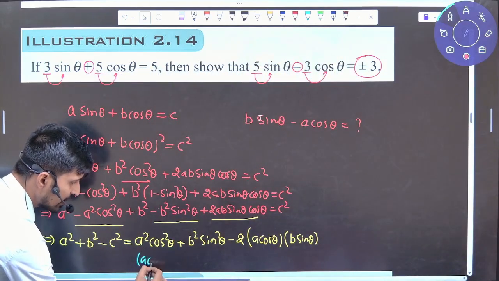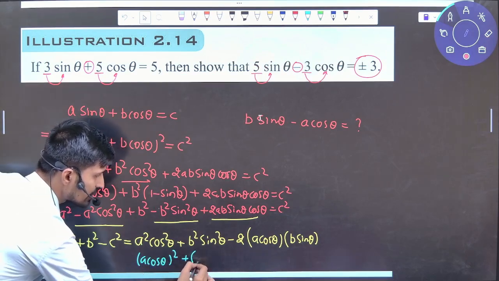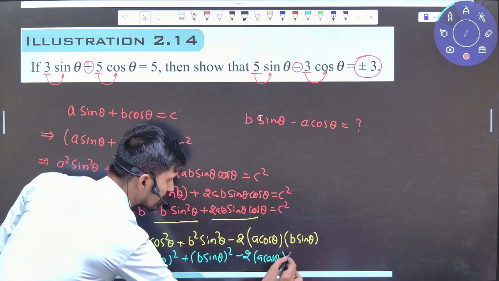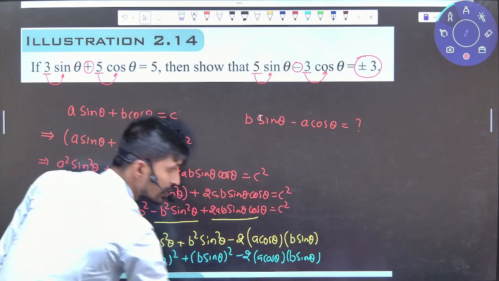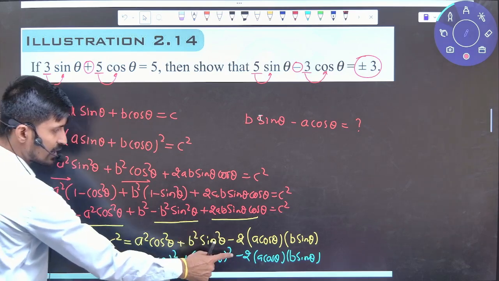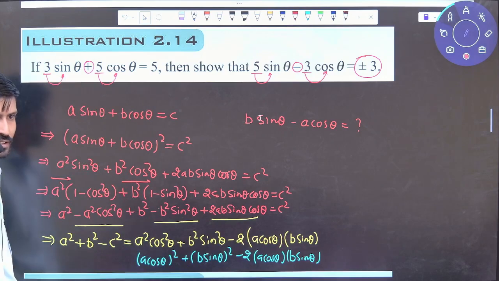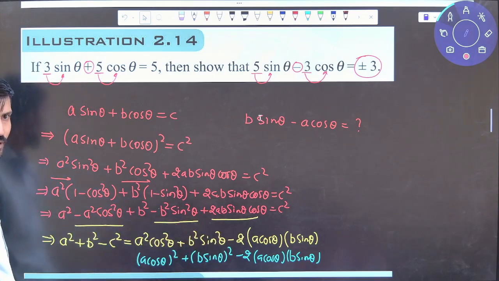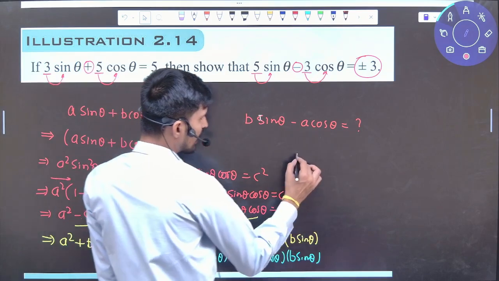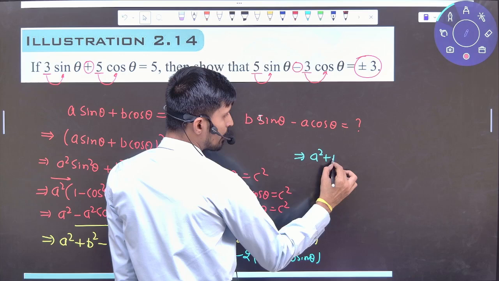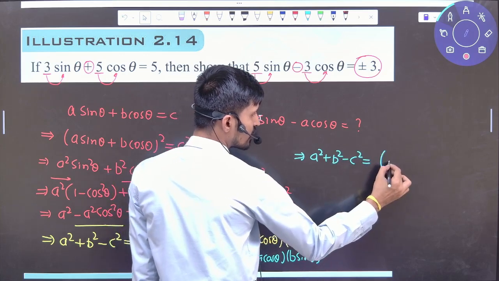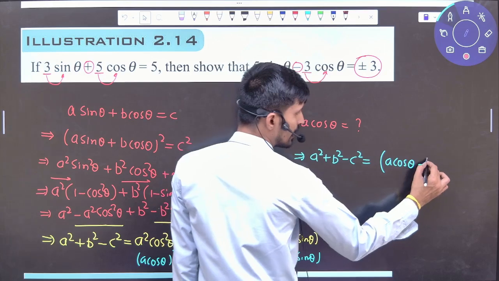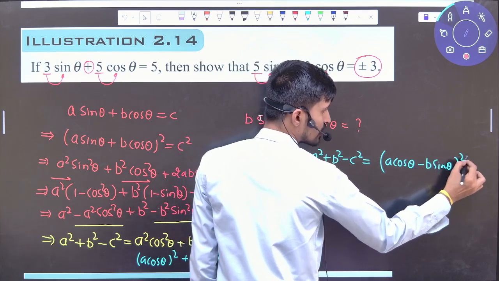What is this? (a cos theta) whole square plus (b sin theta) whole square minus 2 a cos theta b sin theta. So don't you think this is x square plus y square minus 2xy? x square plus y square minus 2xy. And what will this become? (x minus y) whole square. So what will this become now? At the next step, that will become a square plus b square minus c square is equal to (a cos theta minus b sin theta) whole square.